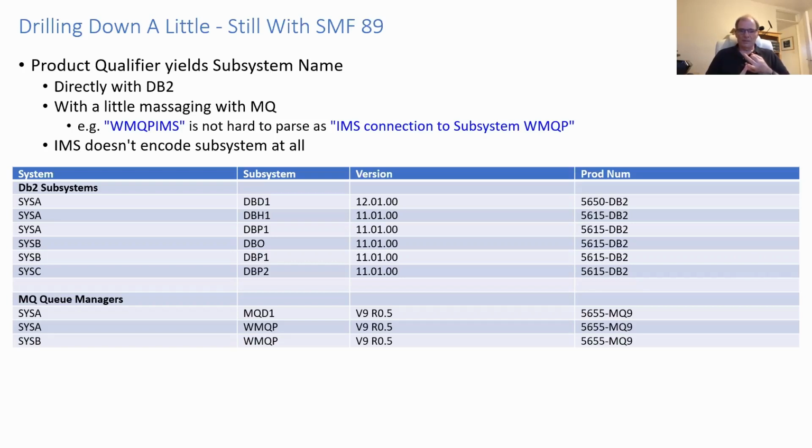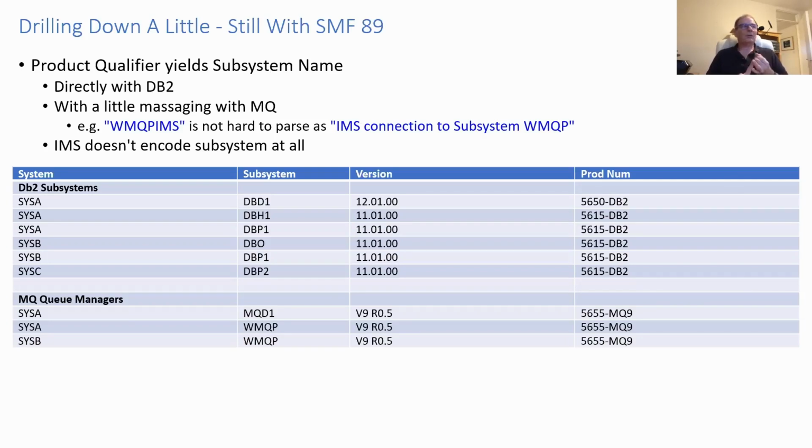One thing I would say is IMS says, hello, I'm IMS, but it doesn't actually encode the subsystem. It does encode the version quite reasonably. So the point about this slide is, without going anywhere near SMF30, which is where you may think you have to go to pick up subsystems for DB2 and MQ, you get it in the 89 subtype 1 with a little bit of work, but not much.